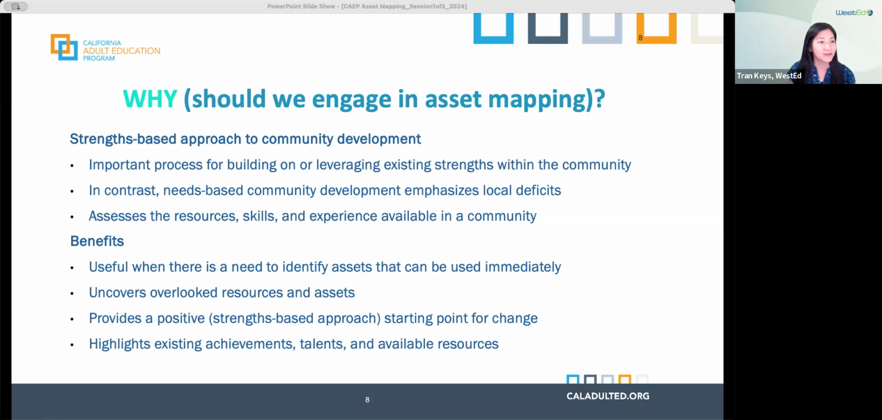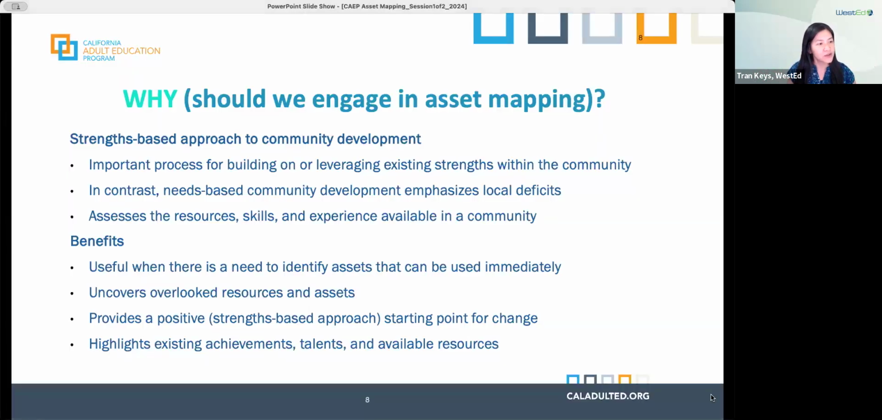Oftentimes we are asking folks to change, right? Change behavior, change practice. And the old-fashioned way, let's be real, we will point out what was wrong all the time and kind of disregard what was right as a starting point. So we find that this is actually quite powerful in engaging folks in the work, whatever the work might be. And then really highlighting existing achievements, talents, and available resources. So that's really the why, the big reason why we want to engage. Next, let's talk about who.